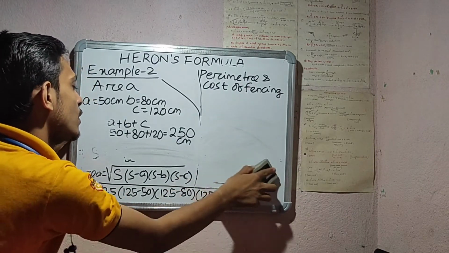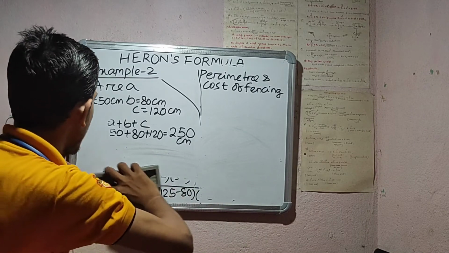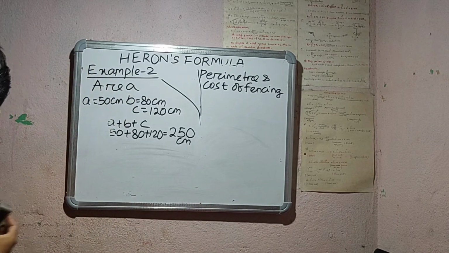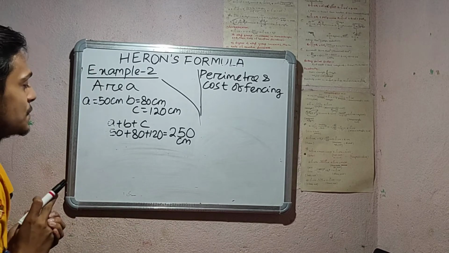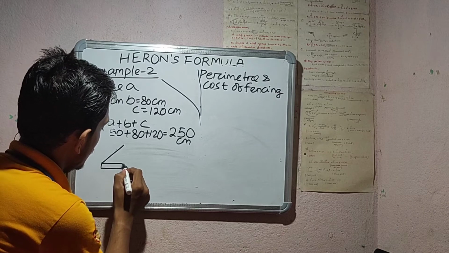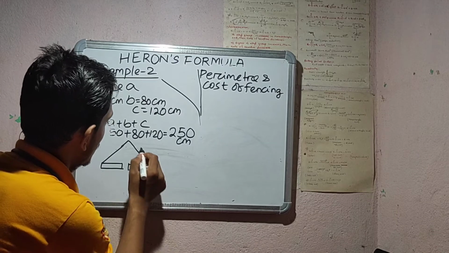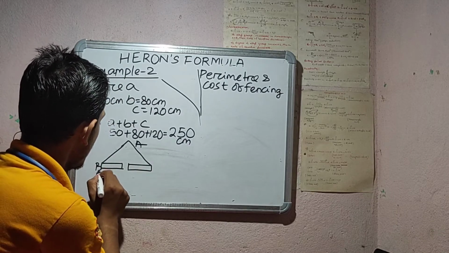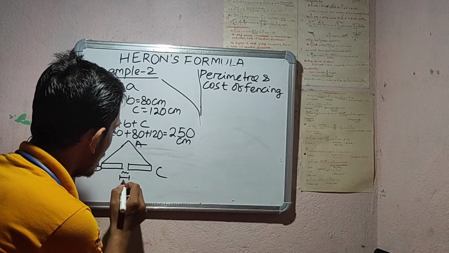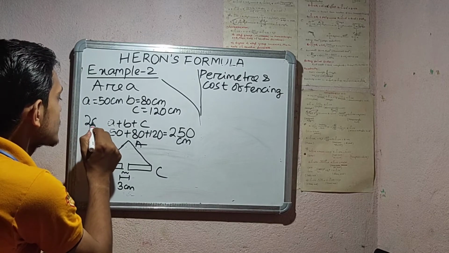Another concept is here that a gate is done. A triangular park contains a gate. The figure is in this way. This is A, B and C. This is the gate, and this length is 3 centimeter. So this is your perimeter 2s.